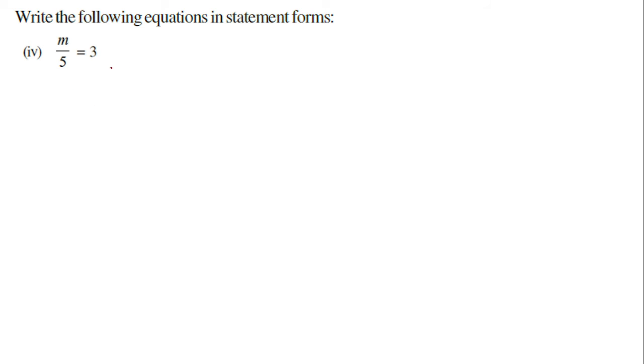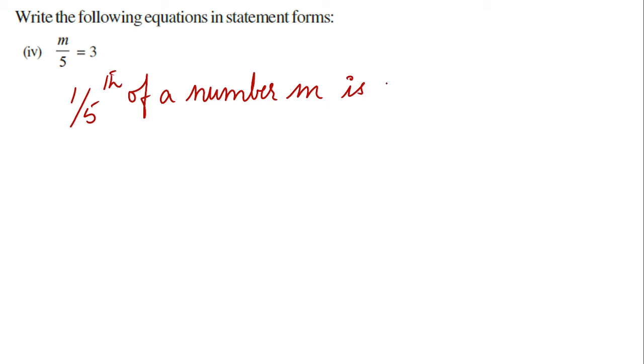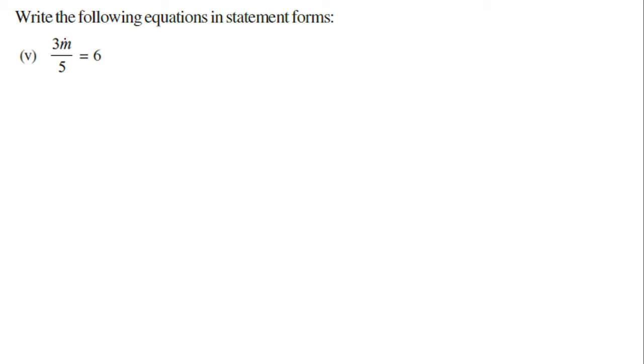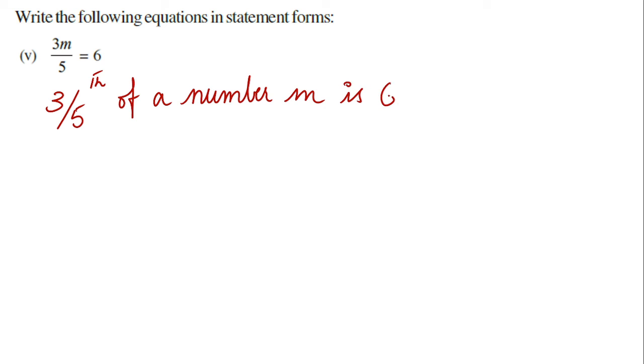M divided by 5 is equal to 3. M divided by 5 is 1/5 of m. So 1/5 of a number m is 3. Or you can write, instead of is, you can write gives. That's also correct. 3m divided by 5 is equal to 6. So 3 by 5 m. So 3/5 of a number m is 6.